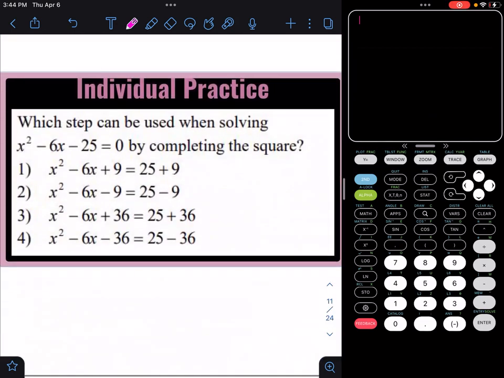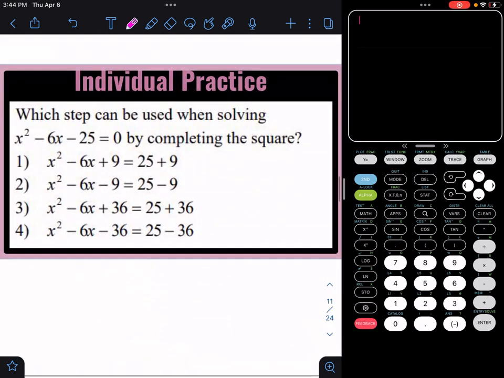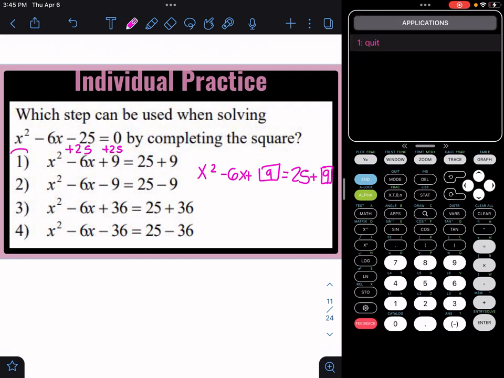Alright, let's look at this next one. Which step can be used when solving by completing the square? Alright, first step I'm going to add that 25 to both sides. So I will get x squared minus 6x plus a box equals 25 plus a box. And now which number goes inside the box? B, which is -6, divided by 2 is -3, and -3 squared is 9. It would be answer choice 1.